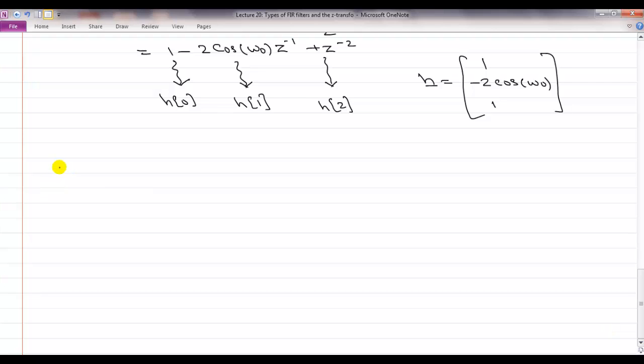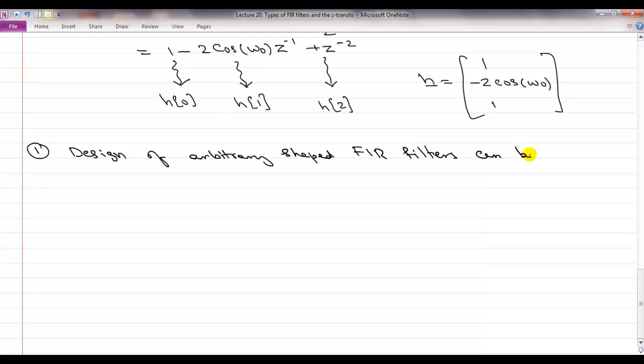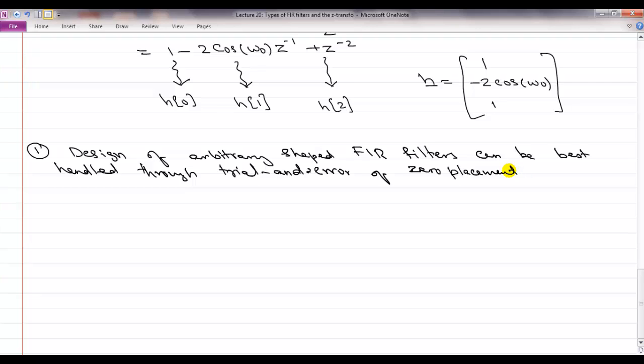So design of specialized or arbitrary shaped FIR filters can be best handled through trial and error of zero placement. Again, we are not talking about poles right now because FIR filters don't have any poles other than z equal to 0. Right? We'll come to that when we come to IIR filters. Now, for arbitrary shapes, there is no other recipe that is available to us. What I have shown you is you can play with it and figure out.